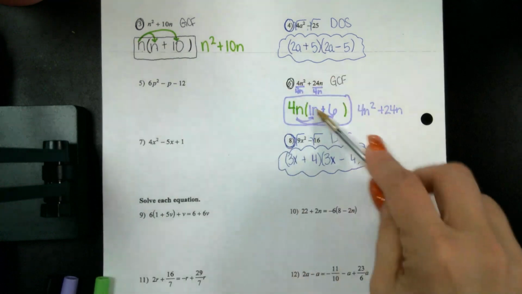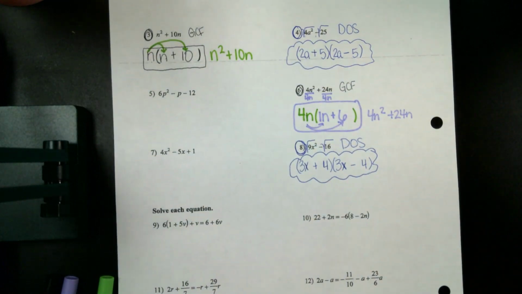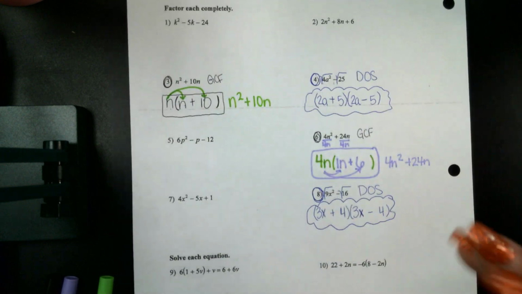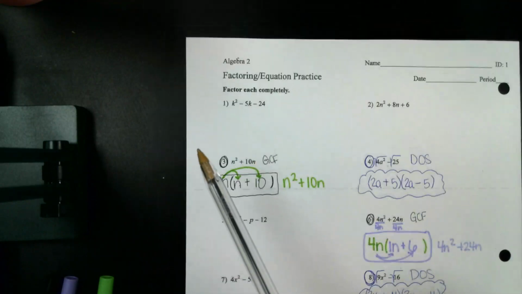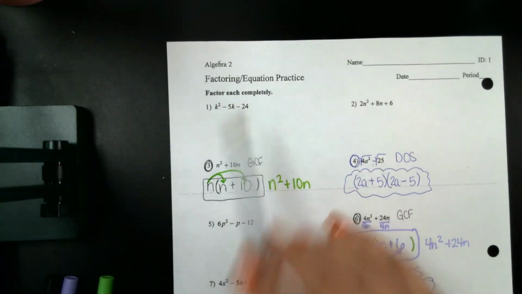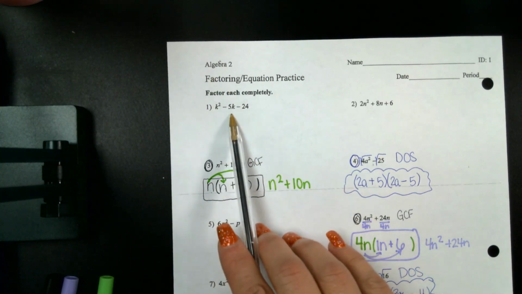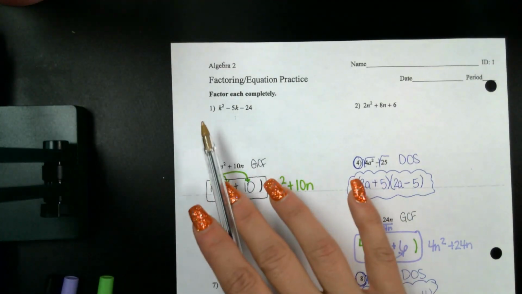So GCF and difference of squares all done. Now problems 1, 5, and 7 are just straight asterisk problems. When you have asterisk problems, so when you see three terms like this, a squared term, just x or k or whatever the letter is, in the middle, and then a constant at the end, that's called a trinomial.